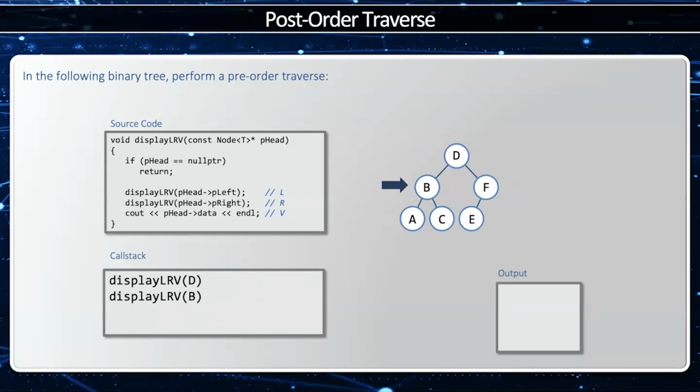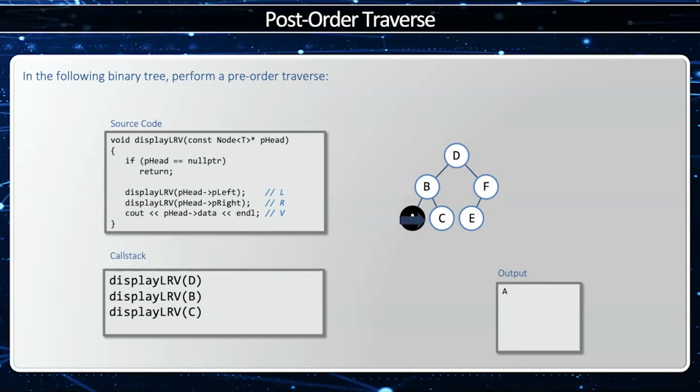Then I'm at B, then I'll go left first. Then I'll go to A, I'll go left, there's nothing there. Then I'll go right, there's nothing there. Then I'll visit myself. Now A is finished, and I'll go back to B. B has gone left. Now it's going to go right, and we get to C.